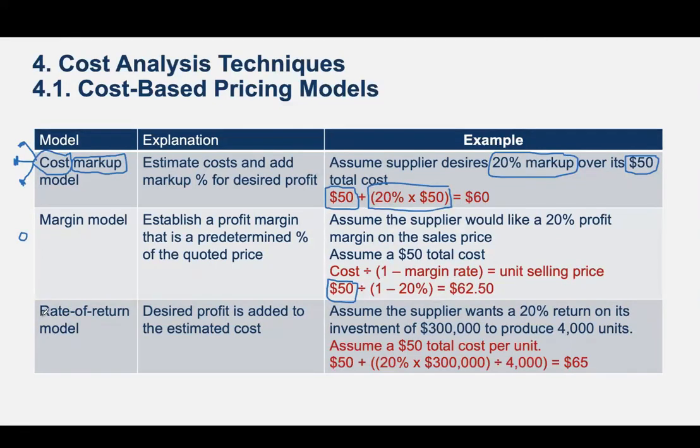And the last one is the rate of return model. In a rate of return model, the idea is that you want to harvest your investment. You have already made an investment and you want to reap that. So assume the supplier wants a 20% return on its investment of $300,000 to produce 4,000 units. Then you'll be using this formula: the cost of $50, and then 20% of your investment, you want to produce 4,000 units. So the price will become $65.